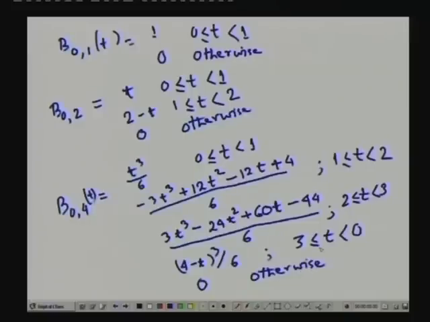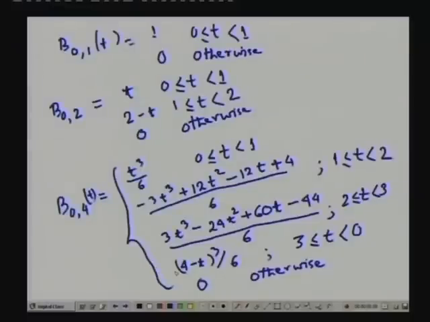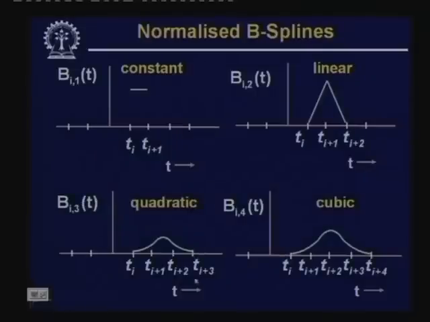So, these are the different orders of a B-spline function. Here again you find that for value of t less than 0, b 0 4 t is equal to 0 and similarly for value of t greater than 4, b 0 4 t is also equal to 0. So, these are the B-spline functions using which the interpolation operation can be done. Now, let us see how we interpolate.